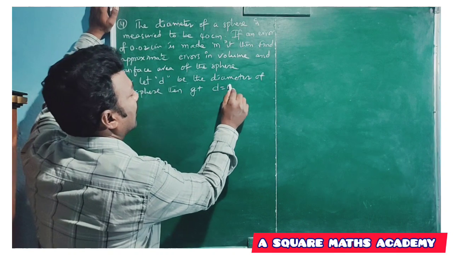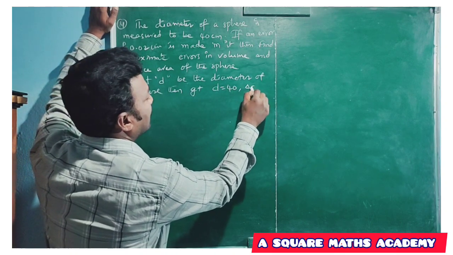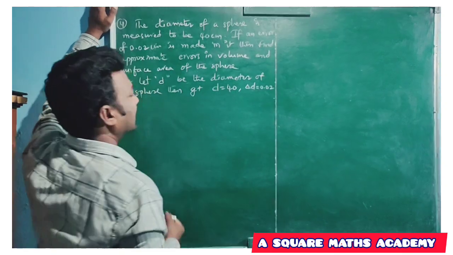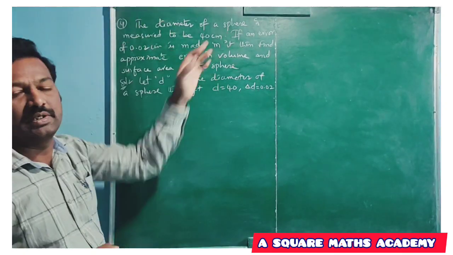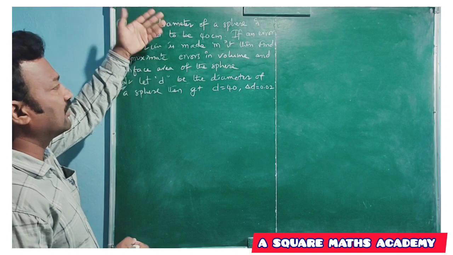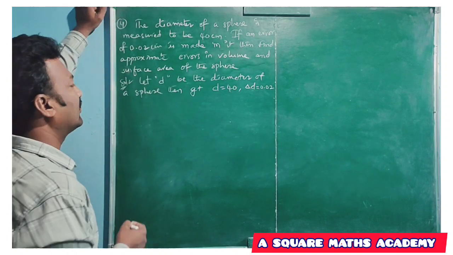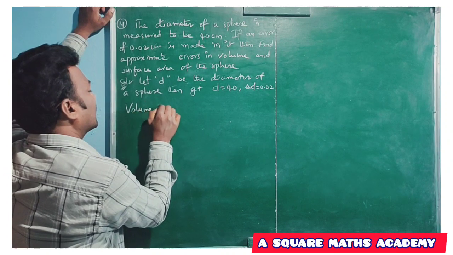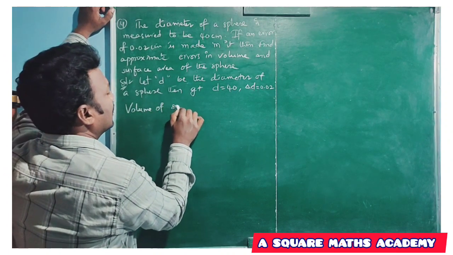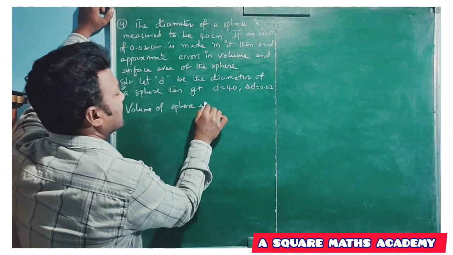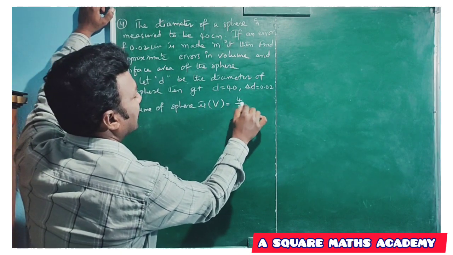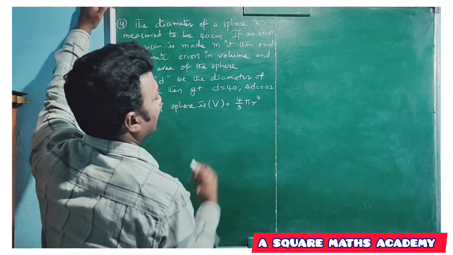d equals 40 and delta d also given, that is 0.02. d ఇచ్చిండు, delta d ఇచ్చిందమ్మా. So then after we find out the value. So we know the volume of the sphere. Volume of sphere is V equals 4 by 3 pi r cube.